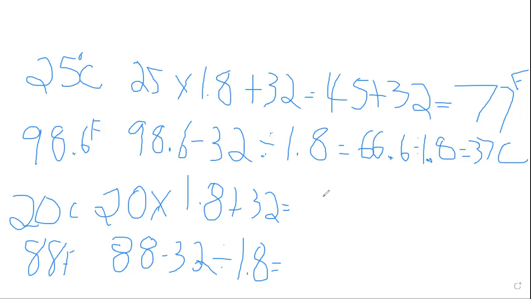And then the next one is 20 times 1.8. That gave me 36 plus 32, which gave me 68 degrees Fahrenheit.